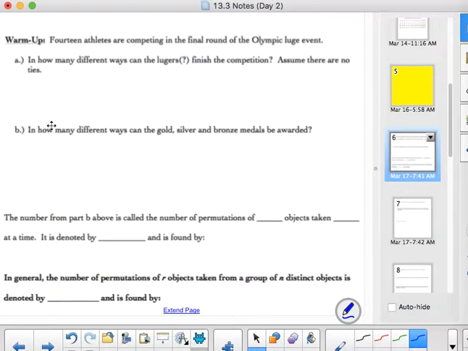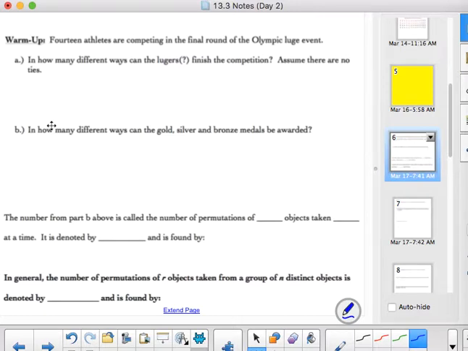Okay, so here's the warm-up. We're going to take 14 athletes competing in the final round of the Olympic luge event. The idea here is how many different ways can the lugers, I'm not sure if that's actually how you say it, finish the competition? Assume there are no ties. And so we need to think a little bit about exactly how that's going to work.